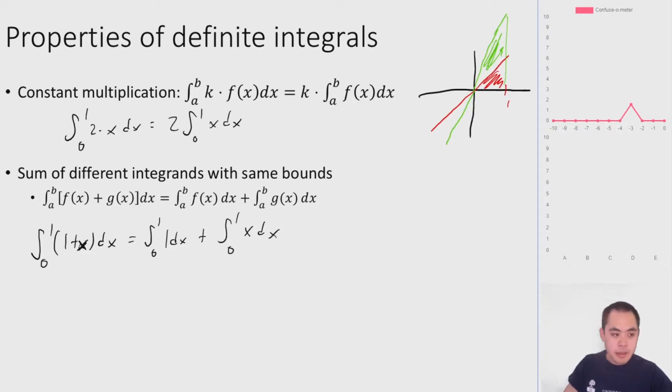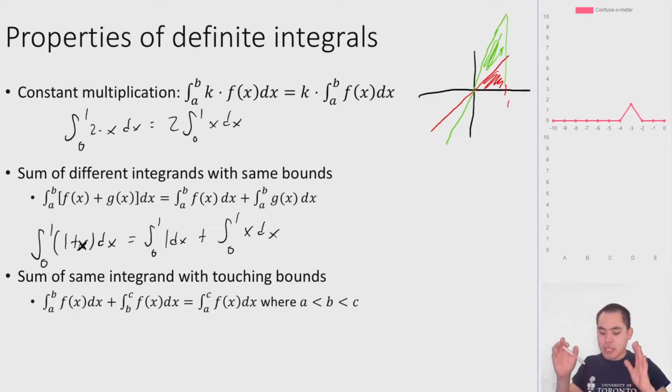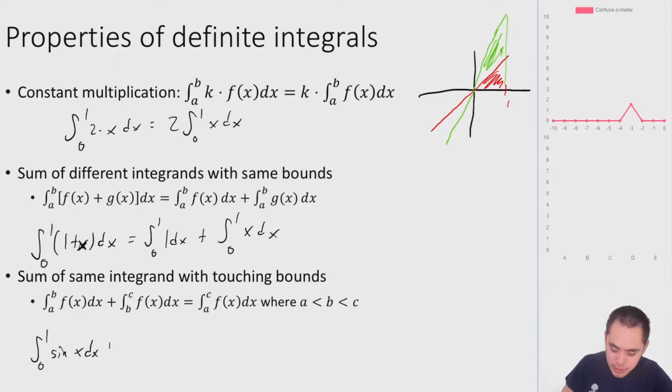Okay? And the last thing is, if you have the same integrand with touching bounds, you can add them together. This is easier to understand if I draw it out, so let me write out an equation first. Let's suppose we have the integral from 0 to 1 of sine x dx plus the integral from 1 to 2 pi of sine x dx. That is equal to the integral from 0 to 2 pi of sine x dx.